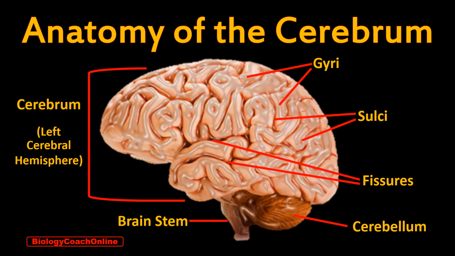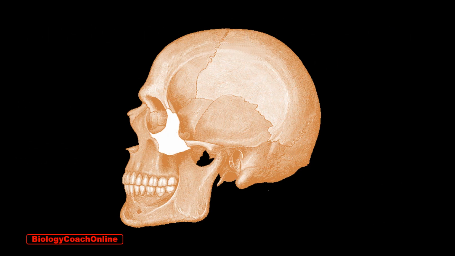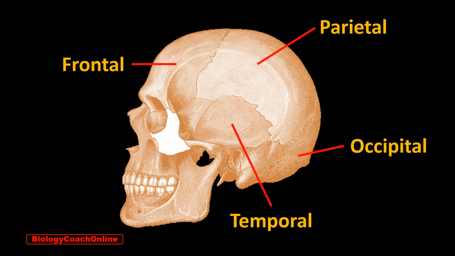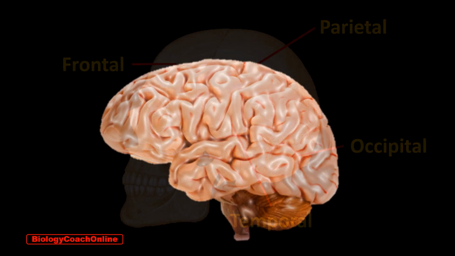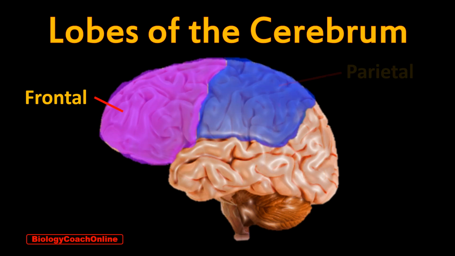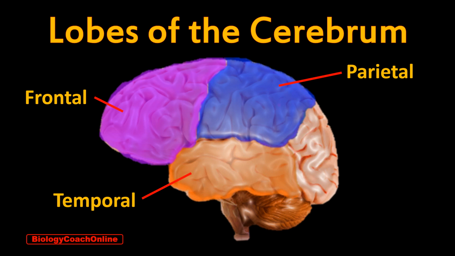So just like the cranial bones are named according to their locations, remember frontal, parietal, temporal, and occipital bones, so the regions of the cerebral cortex are likewise named. And we call these regions lobes. Now, by the way, there are functional differences in the lobes, which we will discuss momentarily. And so we have then the frontal, parietal, temporal, and occipital lobes of the cerebral cortex.